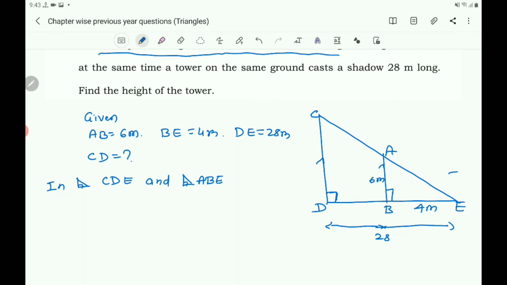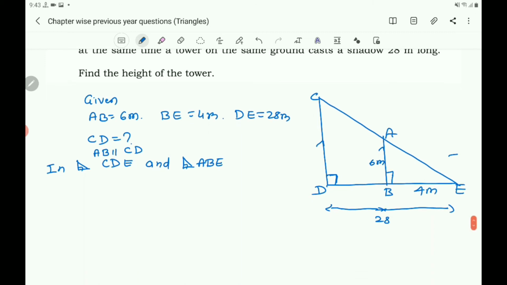So you also note down AB is parallel to CD. So in the triangle CDE and triangle ABE, they are right angle triangles. CD is perpendicular to DE and AB is perpendicular to BE. So you take here angle E is equal to angle E. That is the common angle. And also you can have that these two angles are equal.